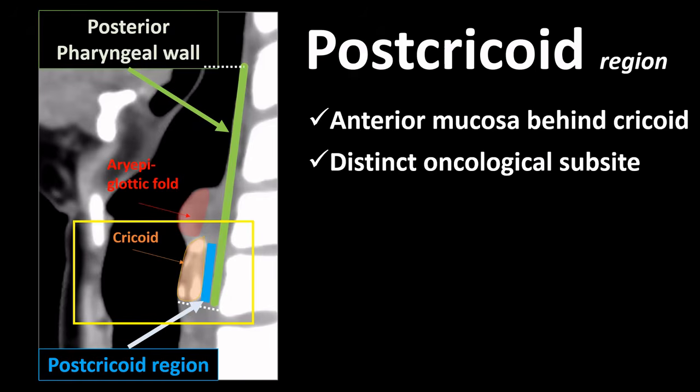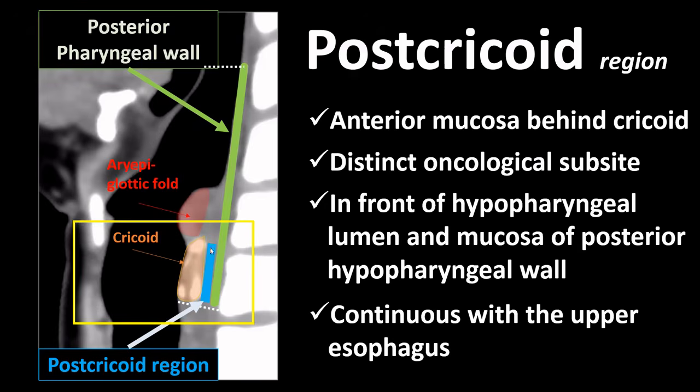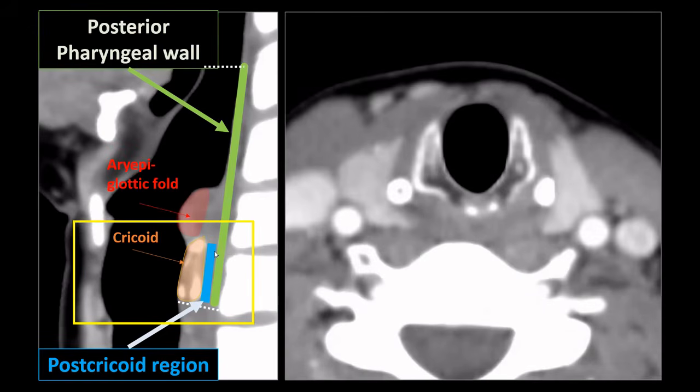It is made for oncological purposes, because tumors that originate from the postcricoid region behave different than tumors originating from the posterior hypopharyngeal wall, despite the fact that it is often difficult to make the distinction in this very small region. So it is located in front of the hypopharyngeal lumen and the mucosa lining the posterior hypopharyngeal wall, and inferiorly, this is continuous with the upper esophagus. So tumors in this region will often spread into the cervical esophagus.